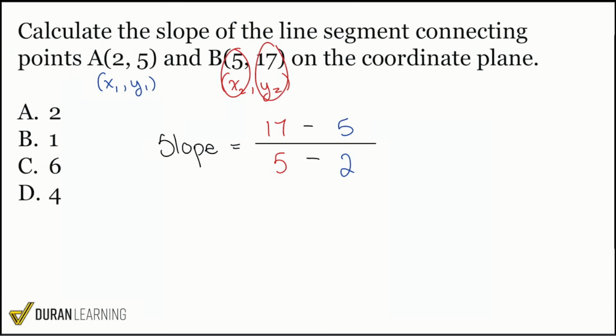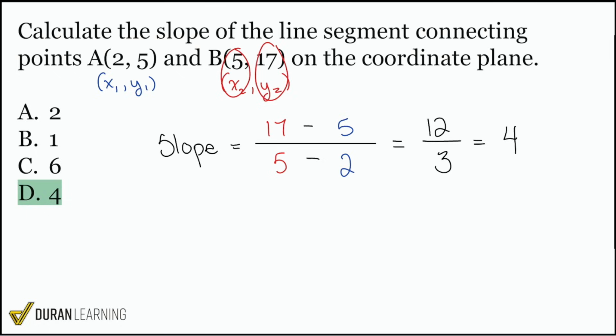So here we are. 17 minus 5, everybody, is what? Yep, that's going to be 12. And then 5 minus 2, that will give us 3. And once we have those, we're good to go. 12 divided by 3, that's going to give us 4, which is answer choice D. And there we are.